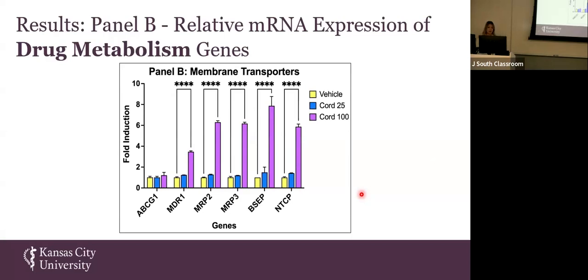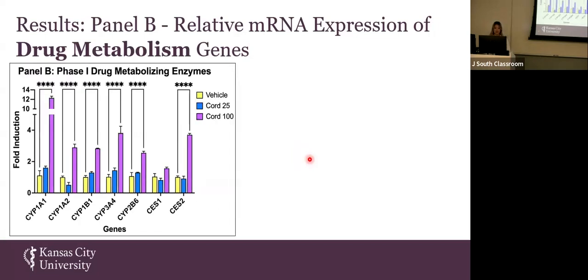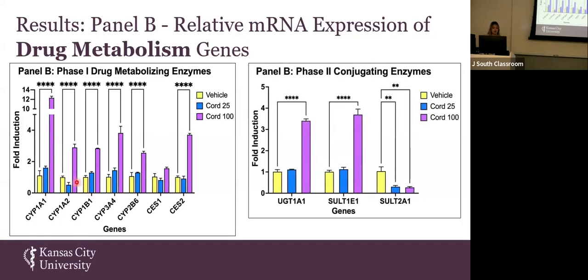For the next panel, panel B, these genes study drug metabolism. These are further split into 3 subcategories. For the first one, there is an upregulation of genes responsible for membrane transport. So we're talking about transport of lipids, bile acid, bilirubin, and drugs. For the second and third one, there is an overall upregulation of drug metabolizing enzymes as well as conjugating enzymes.